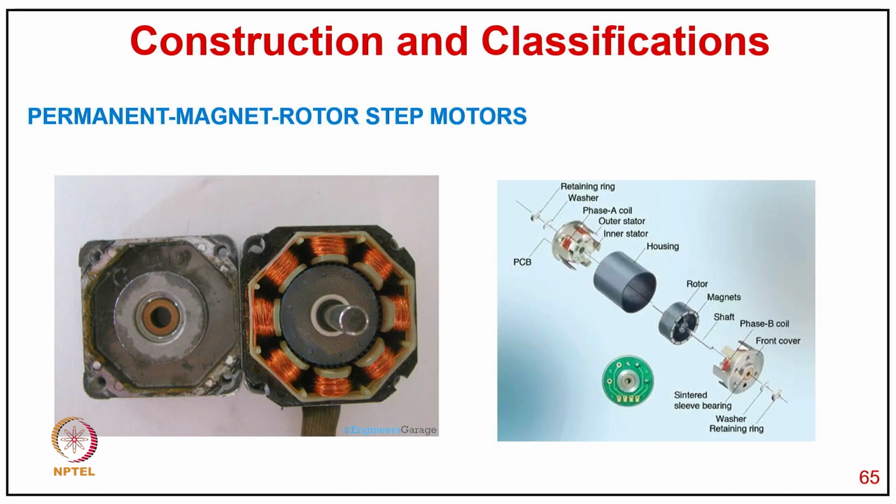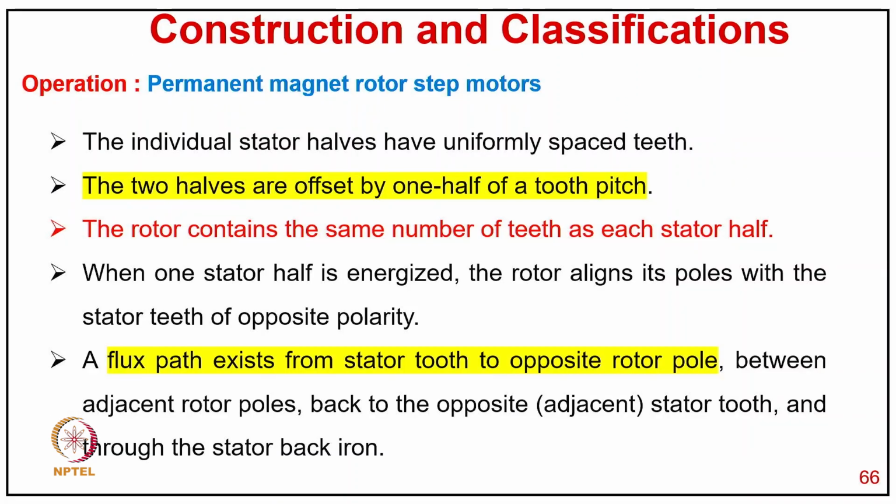Then you can see typically the photograph and different parts of the motor, starting from the retaining ring, then washer, then phase A coil, outer stator, then inner stator, then housing, then the permanent magnet rotor, and then shaft. Then you have the phase B coils, front cover, and then sintered bearing and weather protection, as well as the PCB for control. So the individual stator halves have uniformly spaced teeth, and the two halves are offset by 1/2 of the tooth pitch.